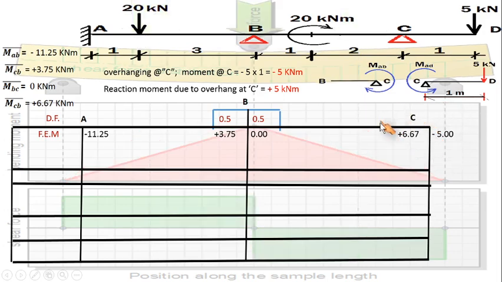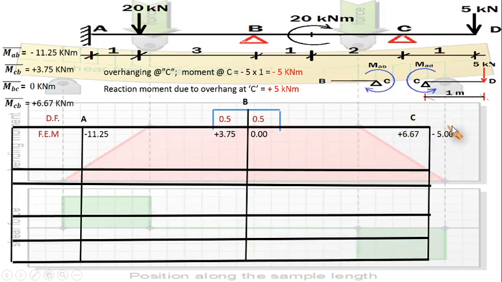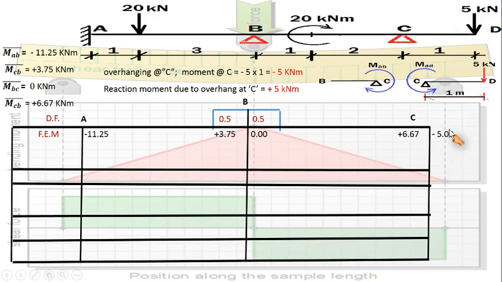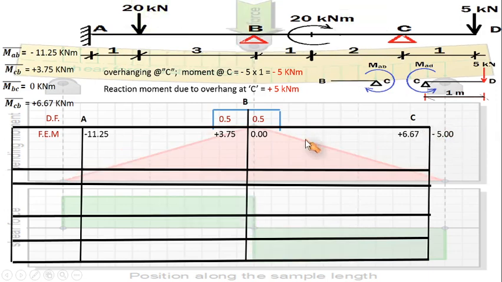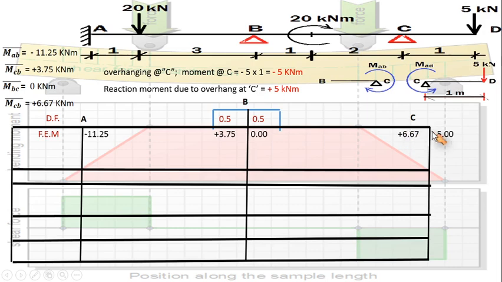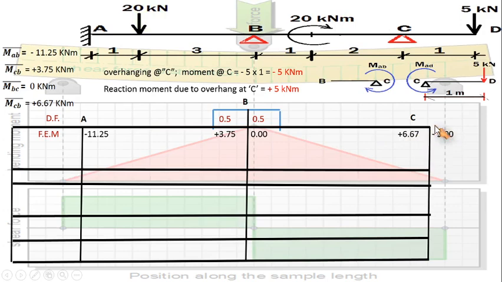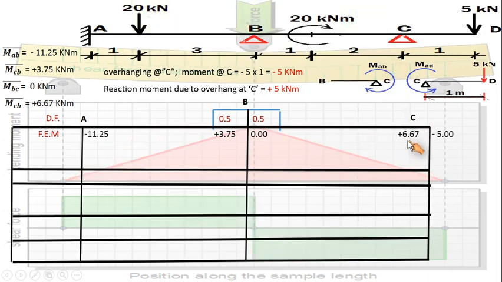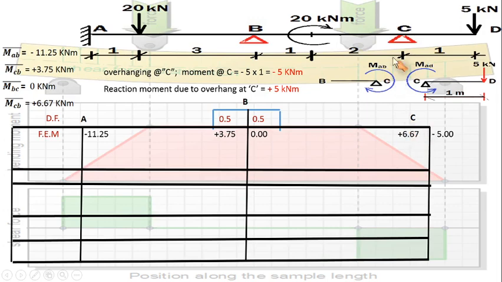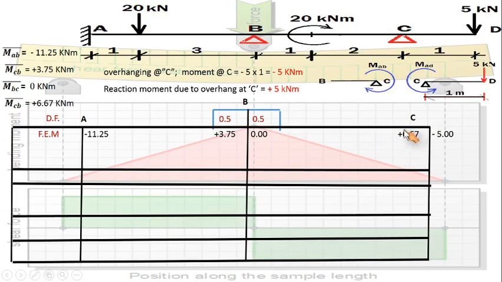One more thing, we have to focus on this particular joint C. After taking the effect of the overhang and placing its reaction on this, MCD is equal to minus 5 and MCB is equal to plus 6.67. Is it okay? So here we can see some difference is going to happen, which we will discuss afterwards, what is to be done. So initially we know this point C is a simple support, about which the bending moment has to be equal to 0, and for making the bending moment about point C equal to 0, let us focus on this MCB.